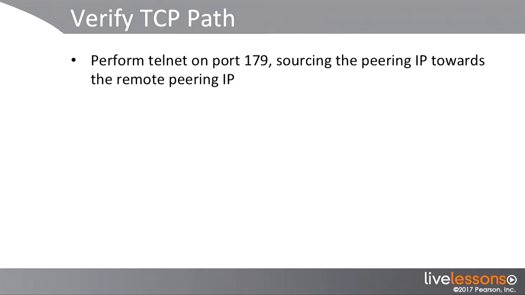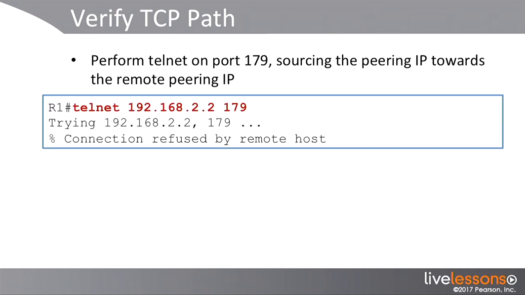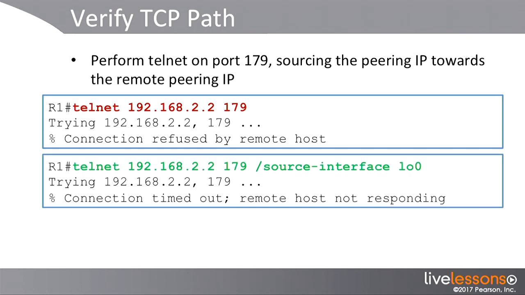A quick thing that you can do to perform a TCP path verification is to perform a telnet, using telnet to the remote peering IP with port 179. But hang on, there's one more important thing. Like we used to do the ping sourcing the peering IP, you also need to do the same thing when trying the telnet on the BGP port number. What you do is telnet to the remote peering IP, port number 179, and you specify the source interface of your peering IP, which is your loopback 0.